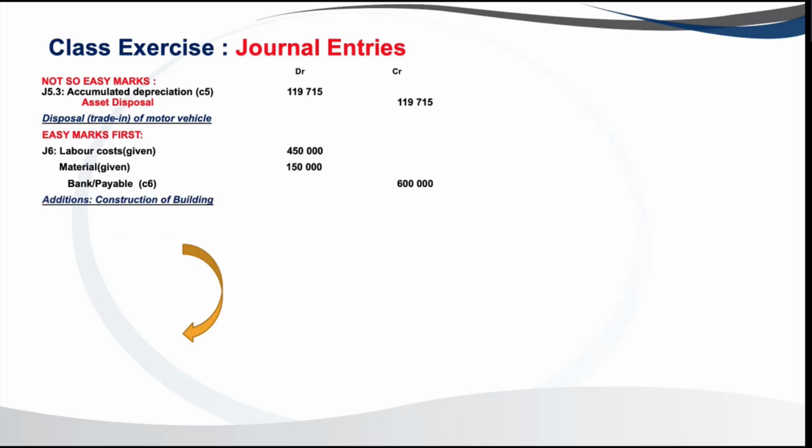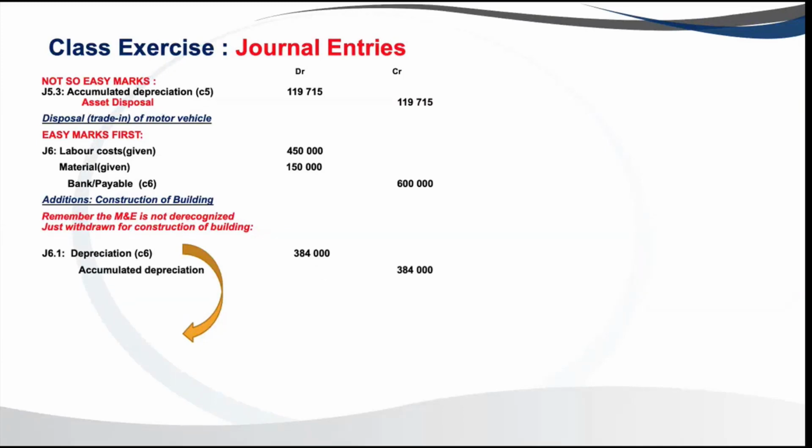But you say now, they are additions to the construction of the building. Remember, the machinery and equipment is not derecognized. I've touched base on that. It's just withdrawn for the construction of the building. Remember that depreciation for the whole year, that's 3 million minus that 1080 million at 20%. I need to bring it in. It's a depreciation journal entry for the whole year.